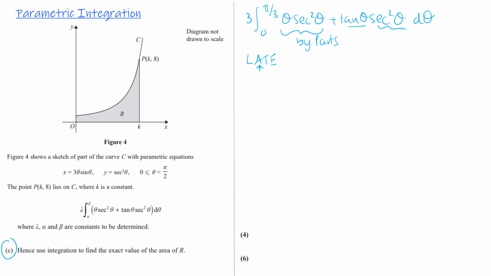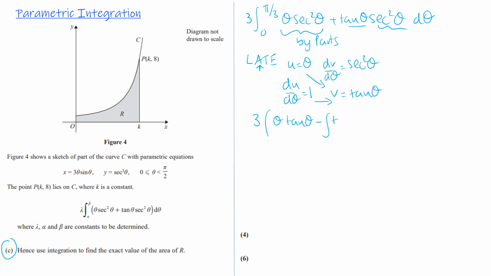So u is equal to theta. dv by d theta will then be the sec squared. So we need to differentiate the u. So that's going to be 1. Integrating the sec squared will give us tan. And then let's start to integrate. So we'll have 3 on the outside. The by parts formula, it's these two multiplied together. So that's theta tan theta minus the integral of these two multiplied together, which again will just be tan theta.